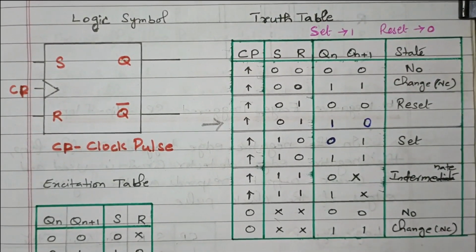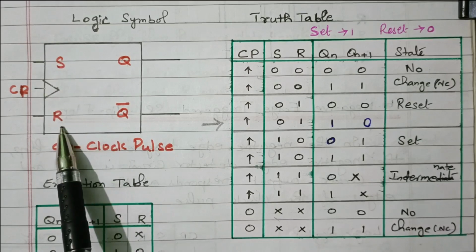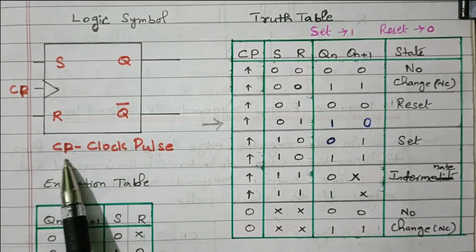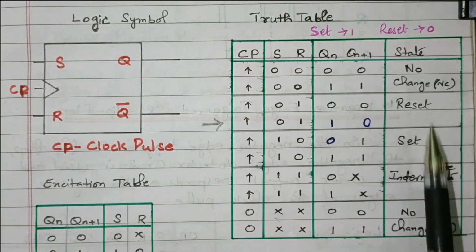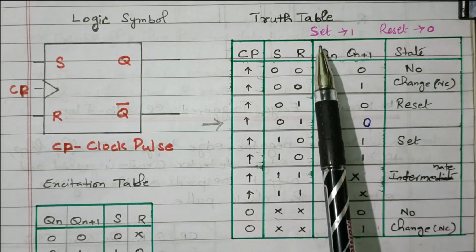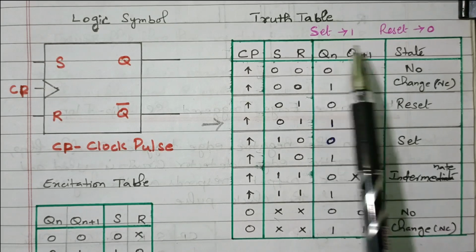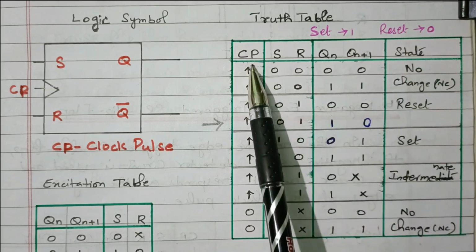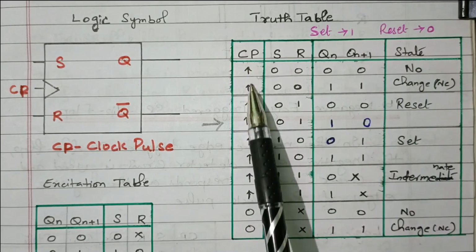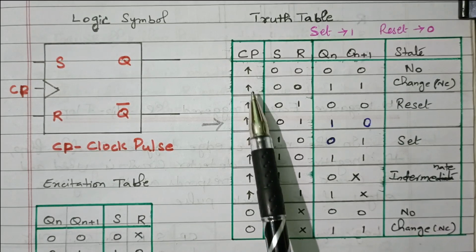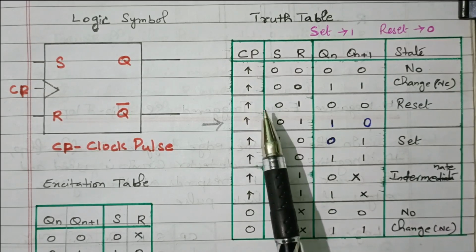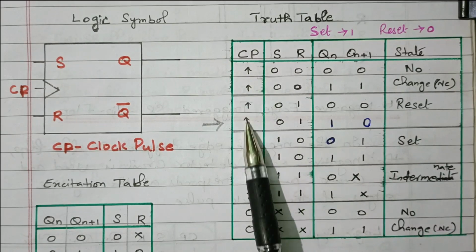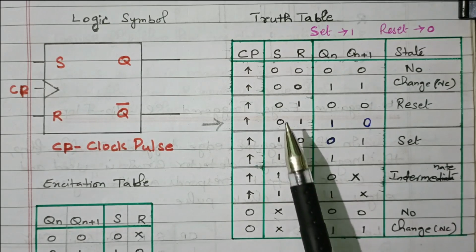So this is the logical diagram: S input, R input, clock pulse, output, and complement of the output. CP means clock pulse. This is the truth table, and it is very important. Set means 1, reset means 0. We are resetting the output to 0. This is the clock pulse. This is the positive edge; going upward means clock positive edge, and going down means negative edge. So here it is going upward, and on every clock pulse, the output is executed.